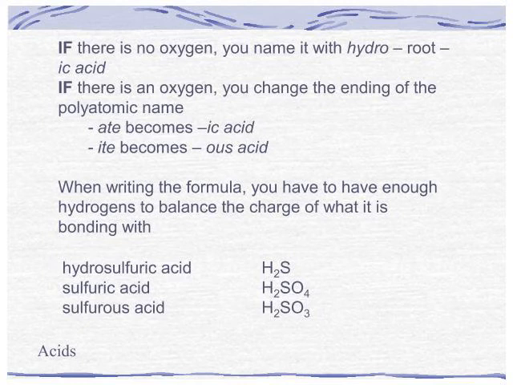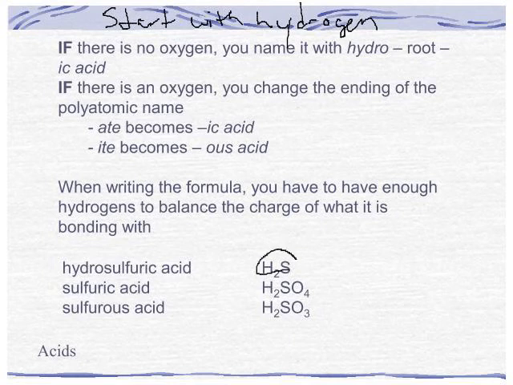So the first type is acids. Acids, if you remember, start with hydrogen. Whenever you have a hydrogen at the beginning of your compound, when you're looking at the formula itself, then you know that you've got an acid, so these are the rules that you want to use. Or if you see the word acid in the name. If there is no oxygen, you name it with hydro-root-ic acid.